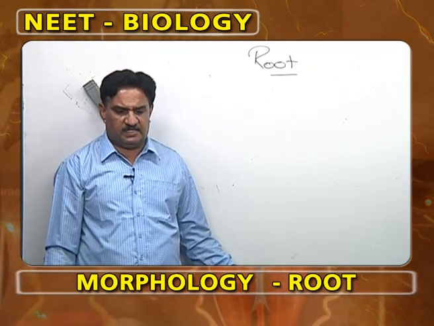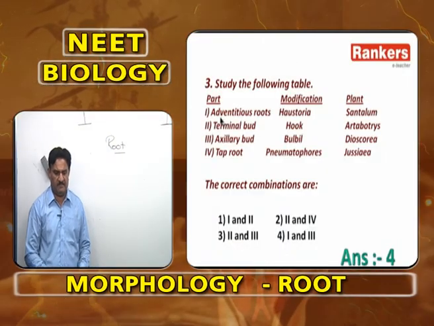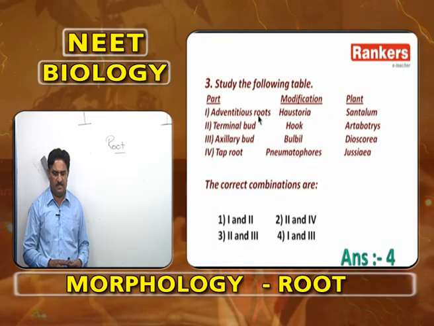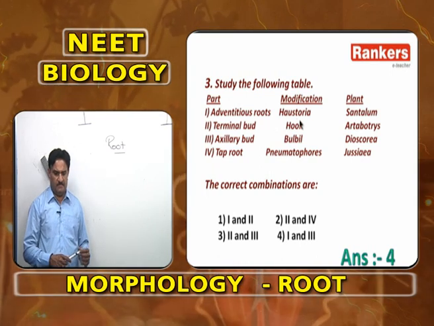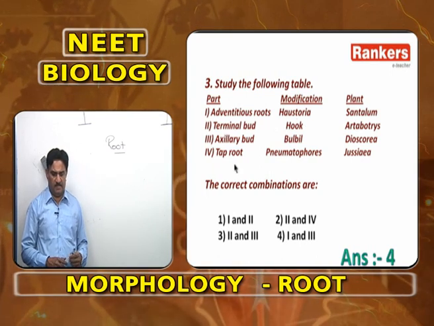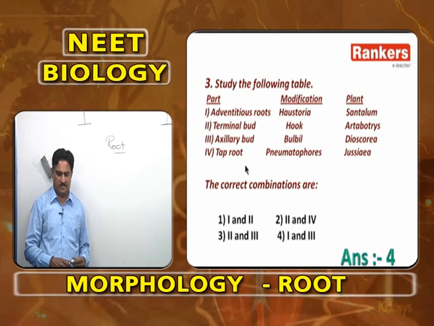Next, study the following table. Here the answer is 1 and 3 are correct combinations, because adventitious roots are possessing Haustoria, they are found in Santalum. Then the third one, axillary bud bulbil in Dioscorea, we discuss in the next chapter, that is in stem.